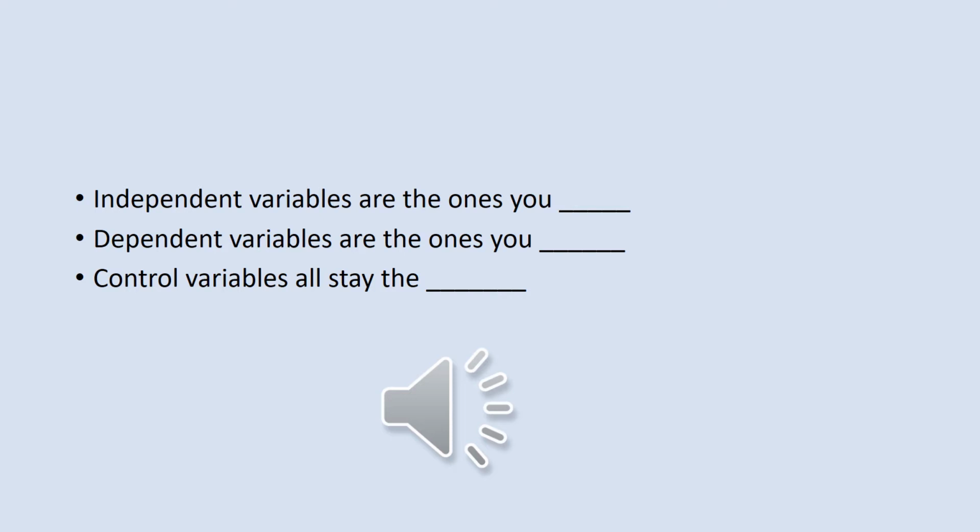So, fill in the sentences. Independent variables are the ones you something. Dependent variables are the ones you something. And then control variables all stay the something. If you need a hand, the 3 words in no particular order are measure, keep the same and change.